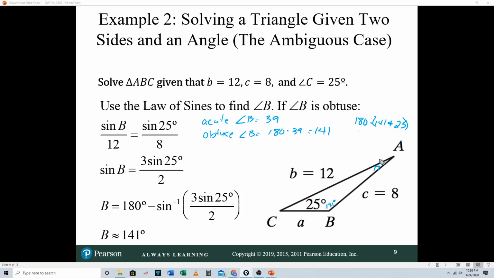So now we have enough information to find side A. So we're going to say, I'm just over here, sine of 14 degrees over A equals, and I'm going to use C again, sine of 25 over 8, cross multiply, A sine of 25 equals 8 sine of 14, and divide by sine of 25.